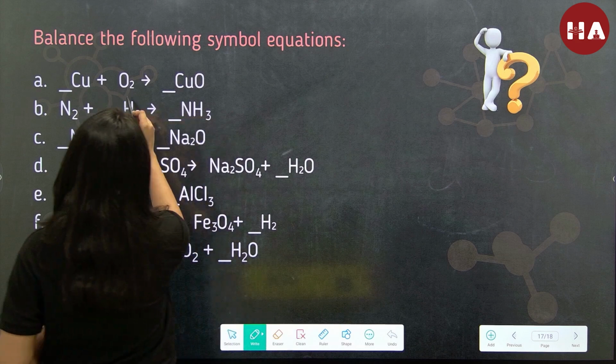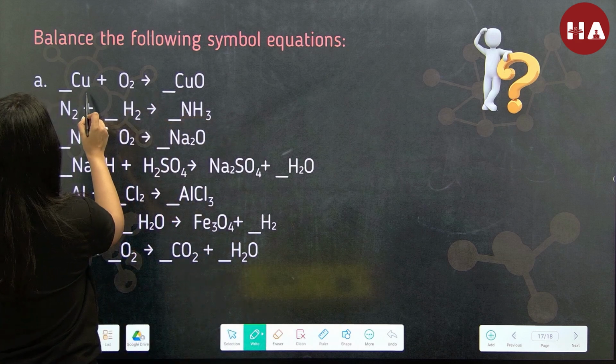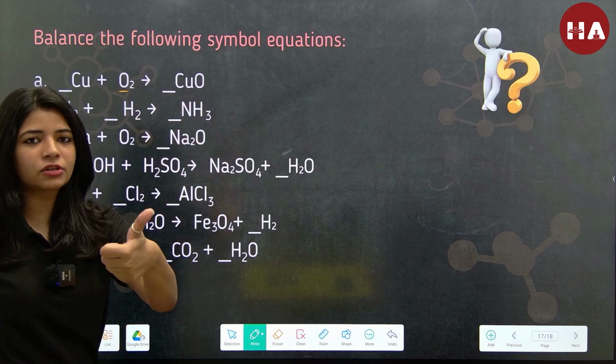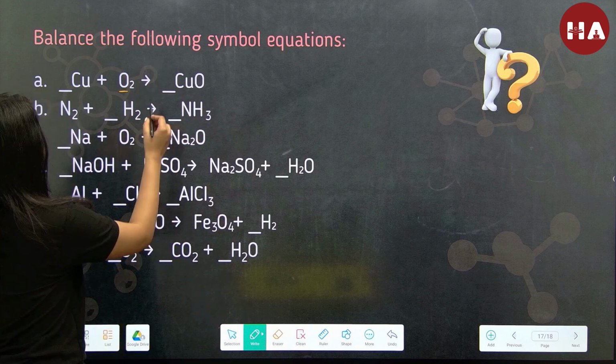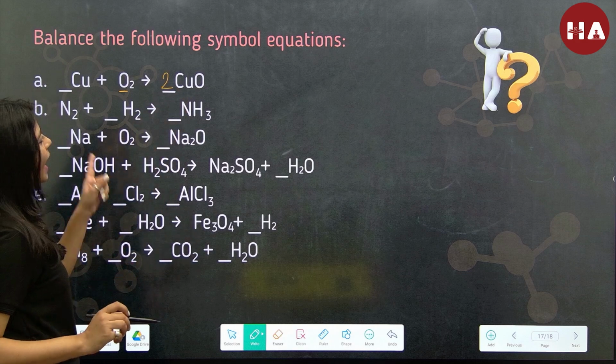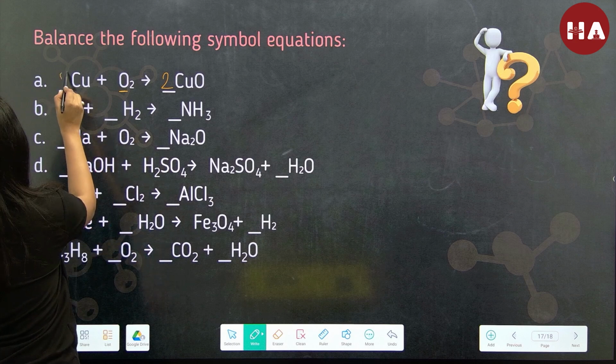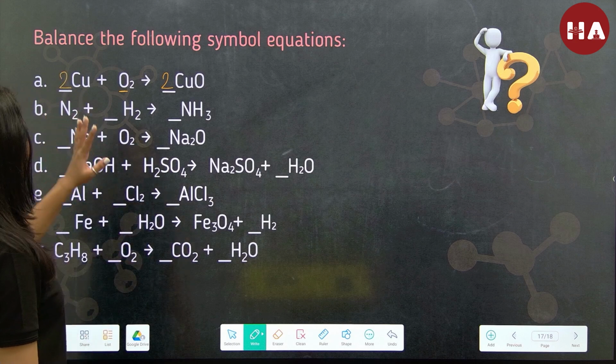So Cu plus O2 gives 2Cu. Here you can see that 2 oxygen are present, but in the product side only 1 oxygen is present, right? So I can add a 2 over here. By adding a 2, I am also increasing the number of copper atoms. So I can add a 2 right here also. Now this reaction is balanced.